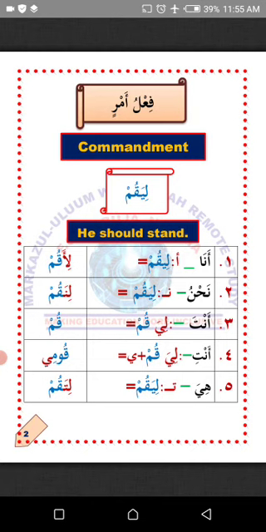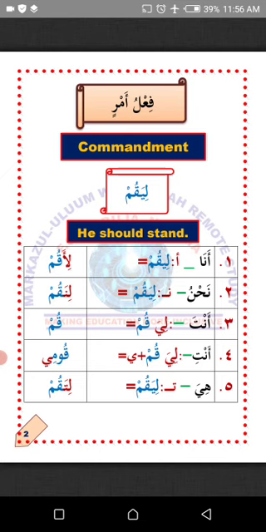Liyakum simply means he should stand up. He in Arabic is huwa, being the opposite of hiya, she. So how do we now change the verb liyakum to suit the following pronouns? Number one. Ana, I. All you need to do is to detach yaun and attach alifun. So the verb liyakum will now become liakum, which means I should stand.